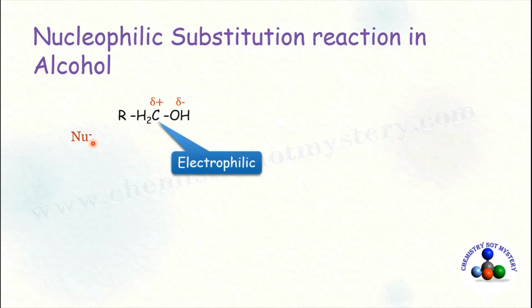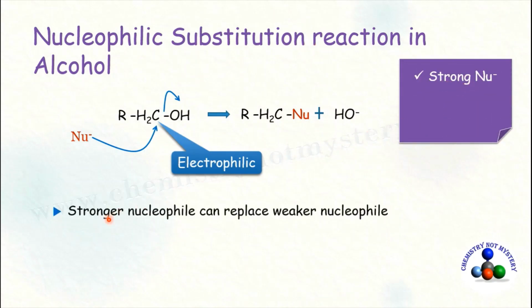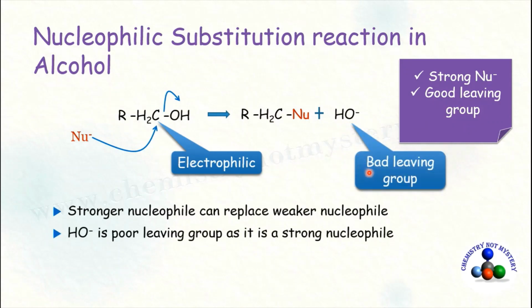Now nucleophile will get attracted towards this electrophilic carbon. When nucleophile attacks, it will expel OH in the form of OH negative ion and you will get substituted product in which nucleophile substitutes OH negative ion. For the nucleophilic substitution reaction, first requirement is the strong nucleophile because a stronger nucleophile can replace weaker nucleophile. And the second requirement is of good leaving group. But in case of alcohol, OH negative ion is a bad leaving group because it is a strong nucleophile.